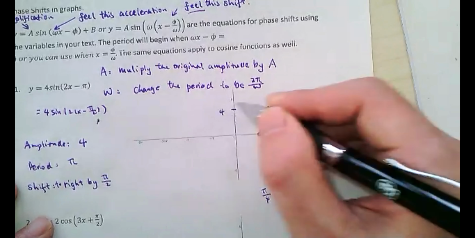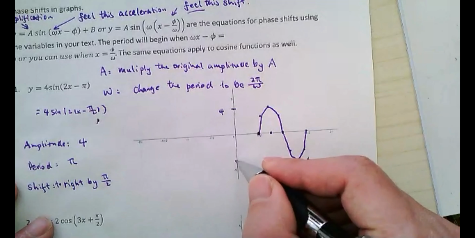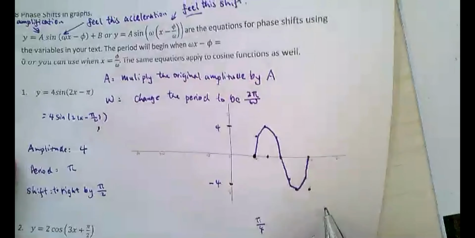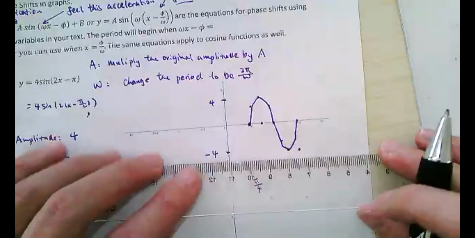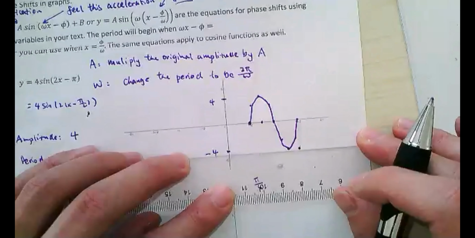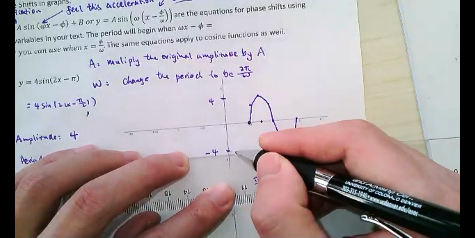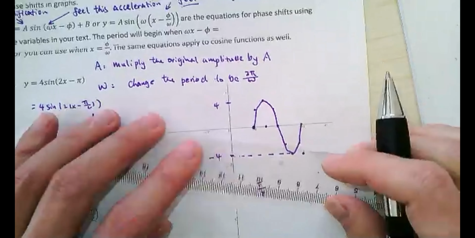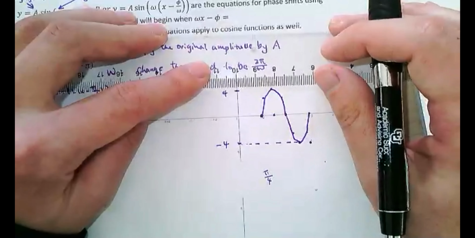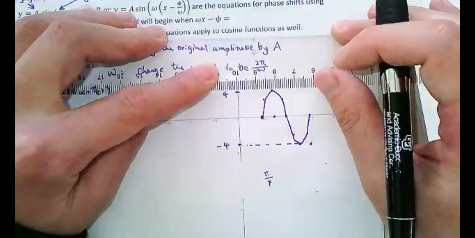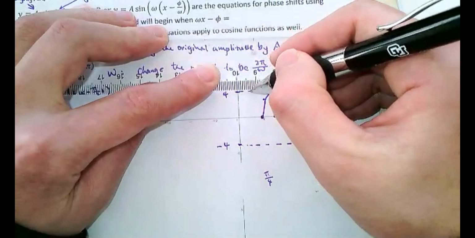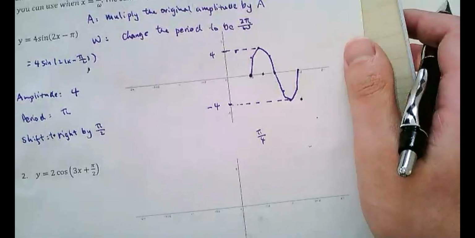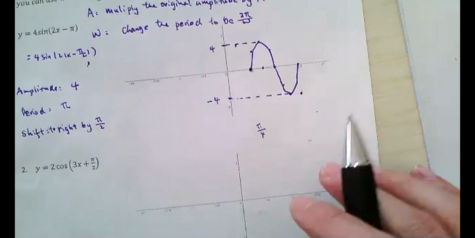Add a mark 4. Add another mark -4. Okay. Needs to be a bit nicer. Add a dashed line. Okay. Let's just continue.